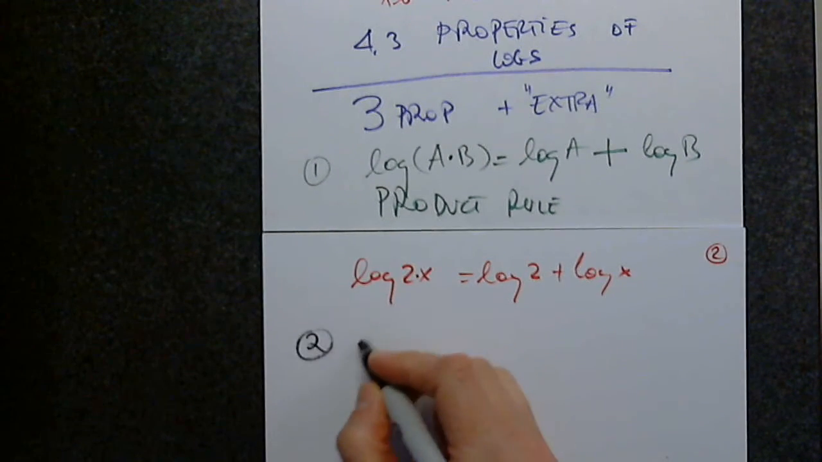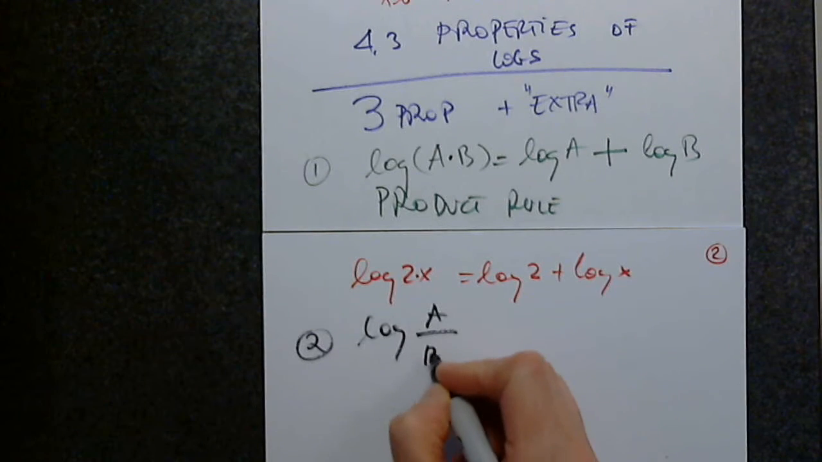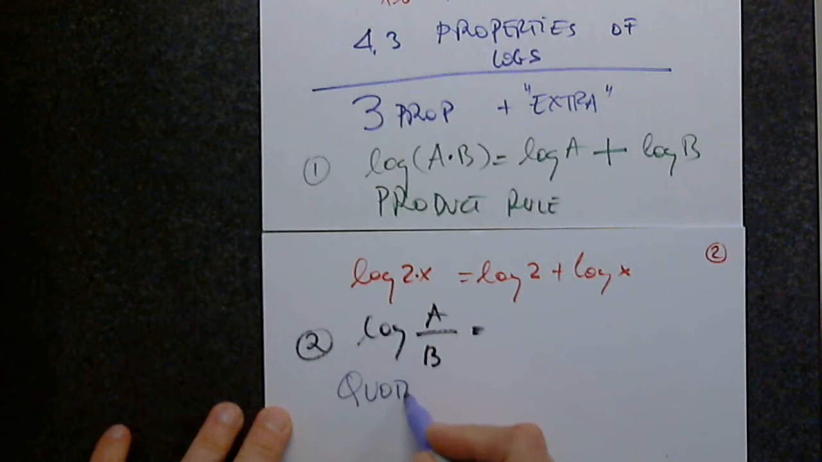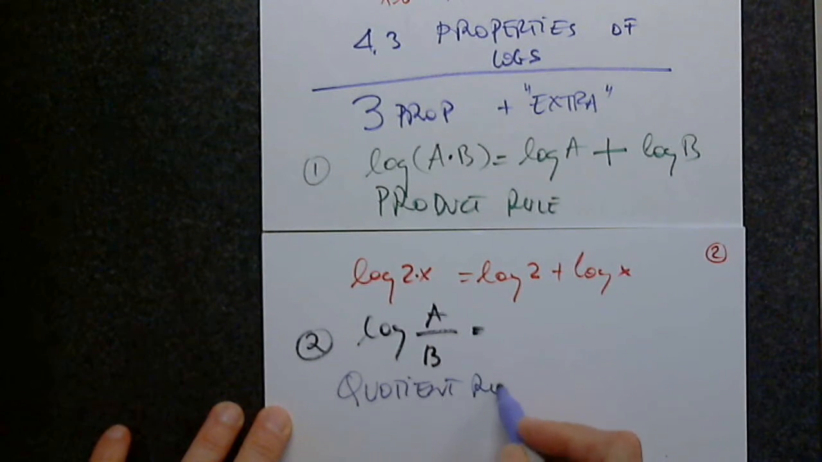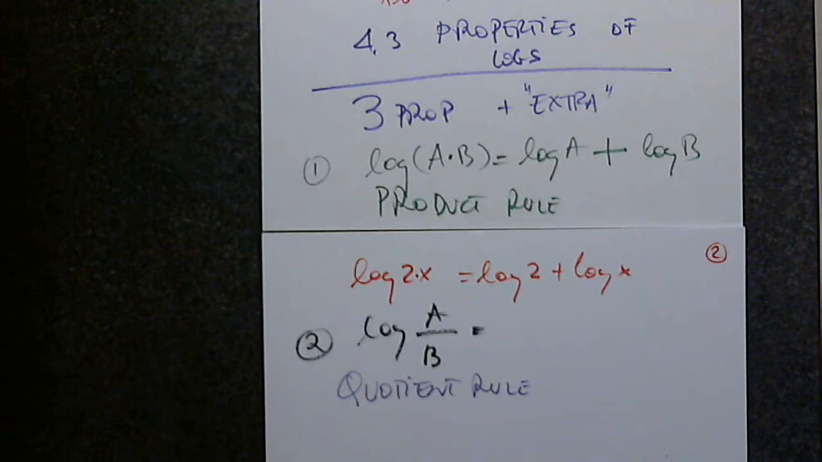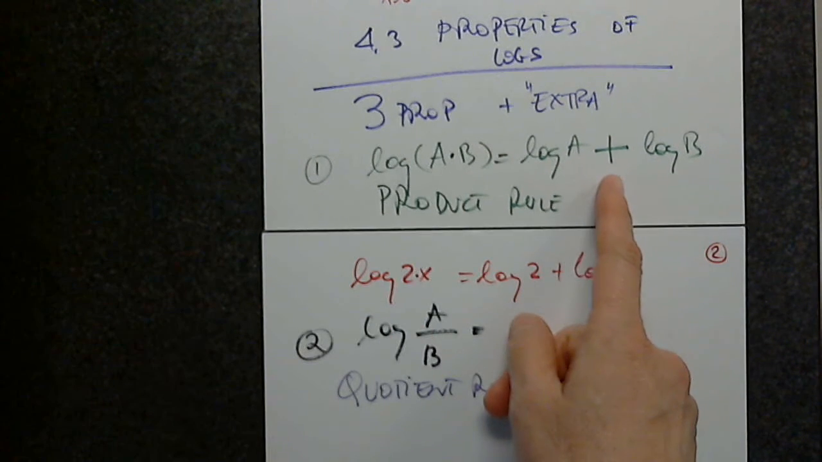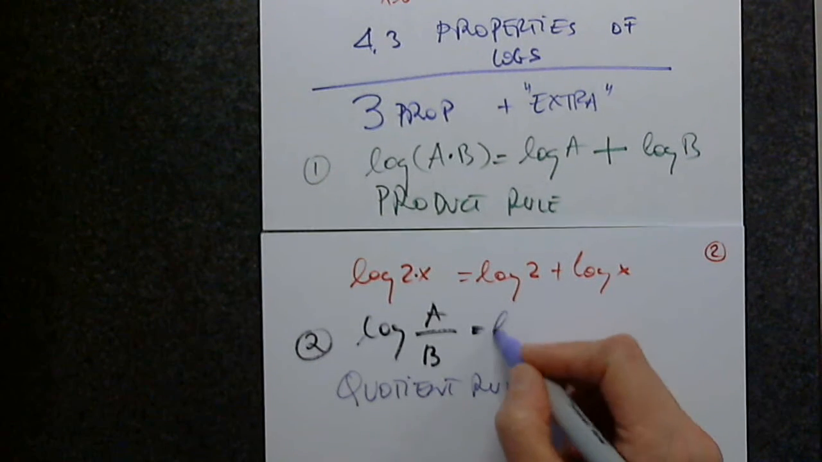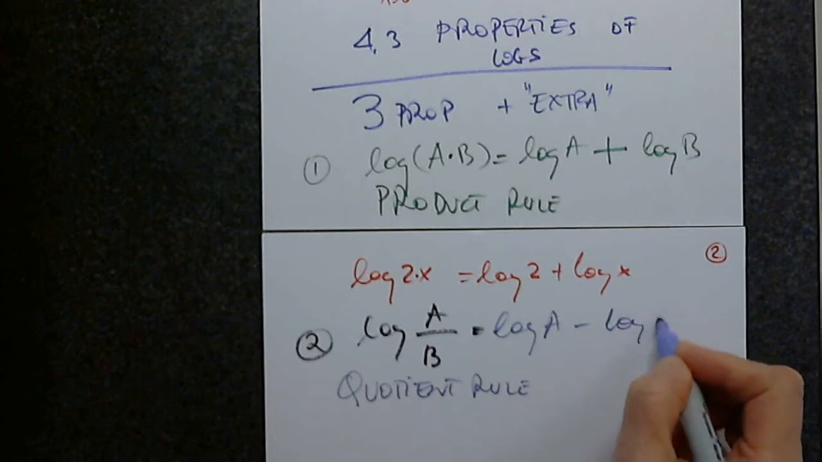Now, the second one, I would like you to come up with the answer. What do you think? Just common sense. Let's give it a shot. I'm not expecting you to know this. Just what you expected it to be. And of course, this will be the quotient rule. What do you think? When we had the product, we had the sum of the logs. When we have the ratio, what do you expect it to be? Minus, exactly. Log A minus log B.